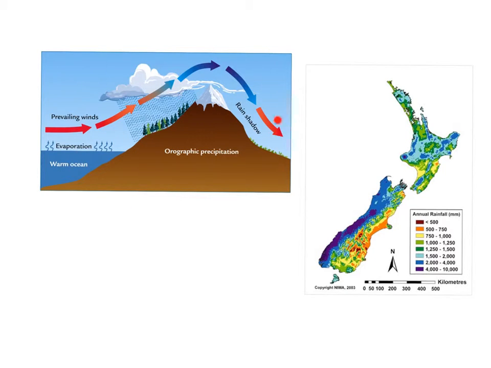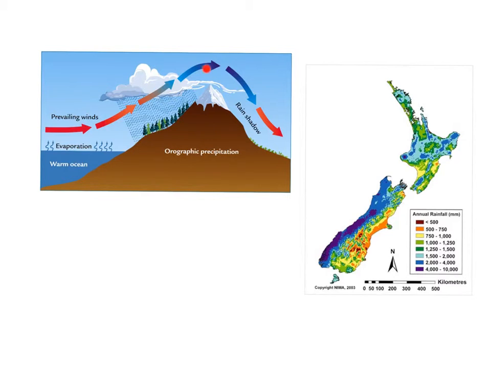This is a diagram of orographic precipitation or orographic rainfall. And as you can see, the sun yet again evaporates the warm ocean, which the evaporated water condenses into clouds as here, and the winds carry them onto the land and up the mountainous area, which is on this side of New Zealand. And as the clouds ascend up the mountain, they cool down, which is what these arrows here indicate. And as they cool down, they start to rain.